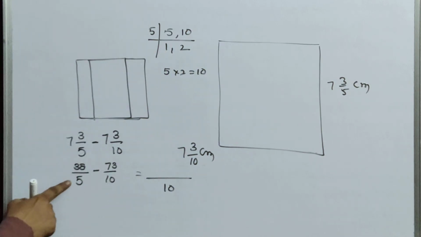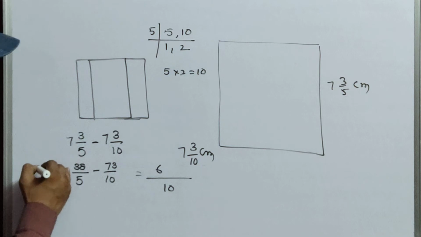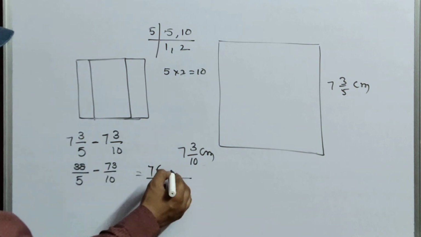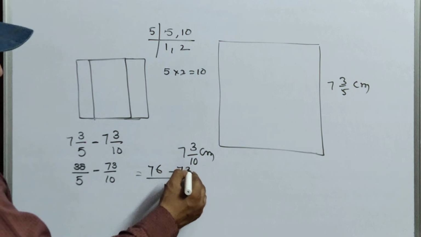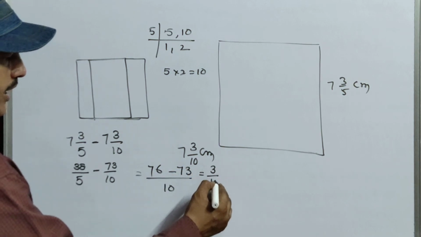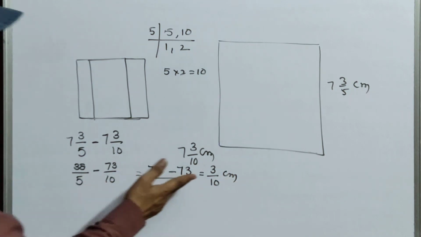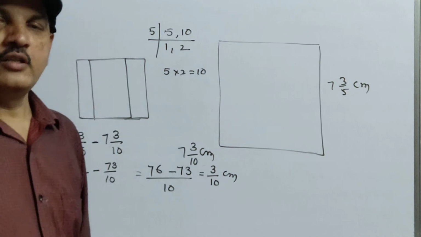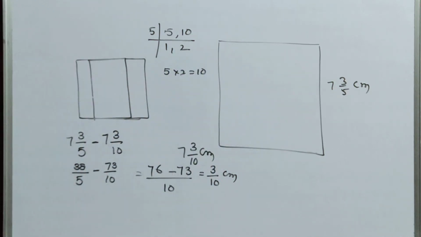Now in 5, how many times does it go to 10? 2. 2 into 38: 2 8s are 16, 2 3s are 6 plus 1, 7, so 76. Minus, 10 table 10 one time, so 1 into 73 is 73. So 76 minus 73 is 3 by 10 centimeters. That means we have to cut 3 by 10 centimeters. Then we can put this picture in this frame.